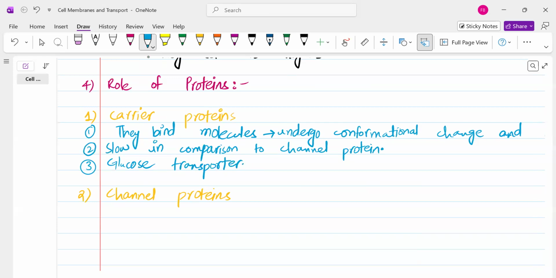And they are highly specific. For glucose, you will have a specific carrier protein, and for another molecule you will have the specific one with regard to that. But when we talk about the channel protein, they can allow sodium, potassium, calcium at the same time.